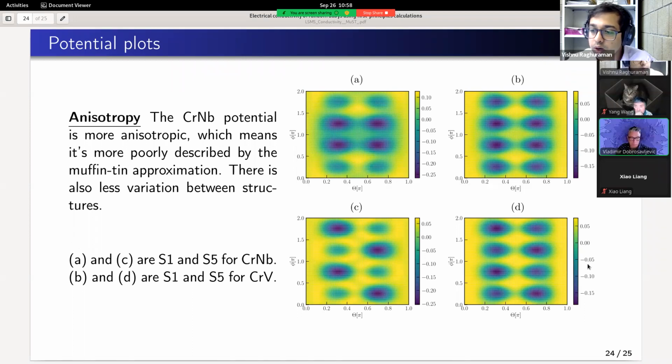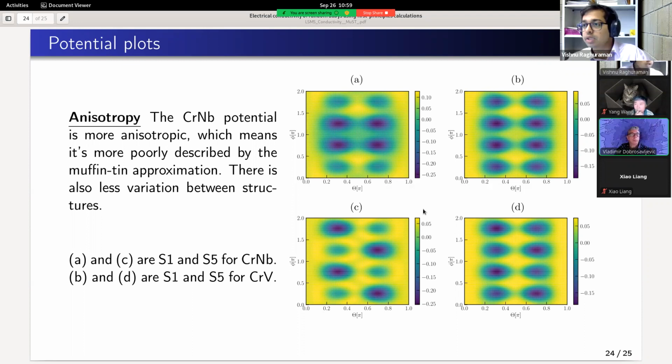Whereas for chromium vanadium, you can't really see that. The potential of the 2 different species is a lot more similar. So it shows that the anisotropy for chromium vanadium is a lot lesser, the variation along theta and phi, whereas for chromium niobium, it's a lot more stark. So this gives us some intuition on why the muffin tin approximation works quite well for chromium vanadium, and it works poorly for chromium niobium.